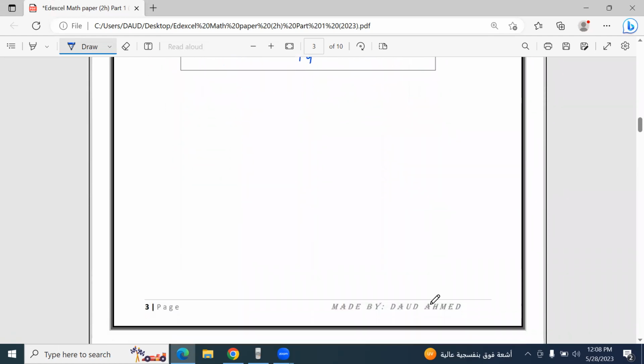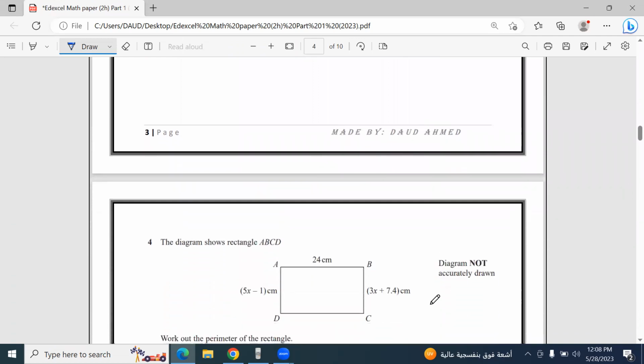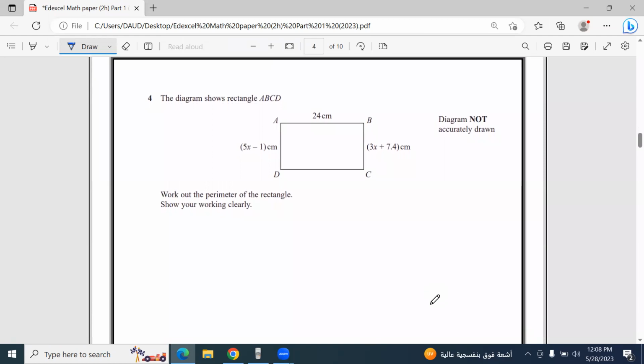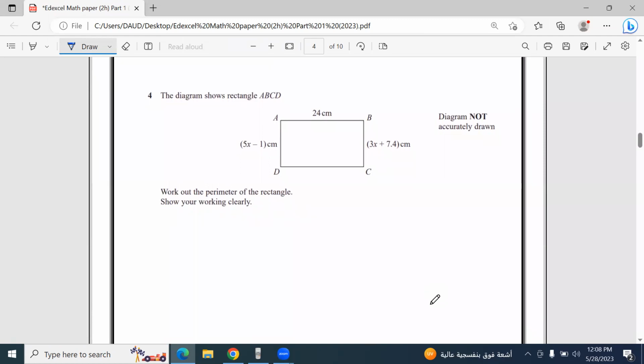Next, the diagram shows a rectangle ABCD. And we remember that in a rectangle opposite sides are equal. So they want us the perimeter, and perimeter of rectangle or any shape is the total distance of the outer length of any shape. Here we have 24, but before looking at the perimeter, we have to find the value of x. So as I said, the opposite sides are equal.